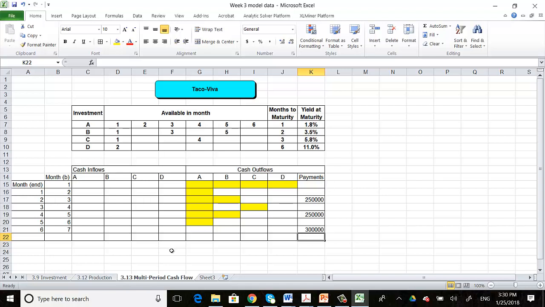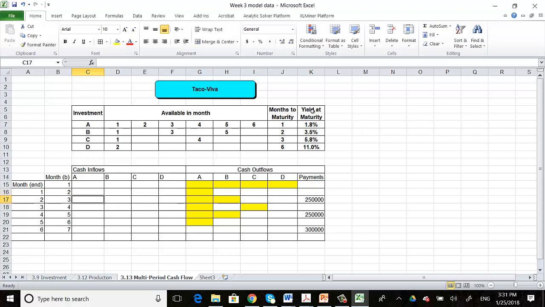So now let's think about how we design our spreadsheet. For example, the first month there's no inflows. It's starting from the 2nd month. This one would be this A here multiplied by 1 plus this 1.8%, representing what we're going to get. But we don't want to do this individually.